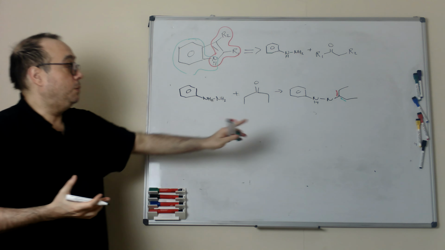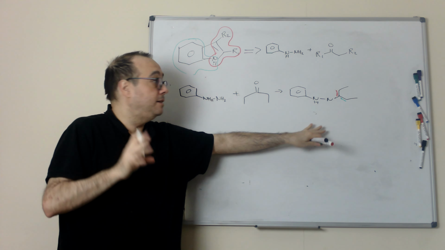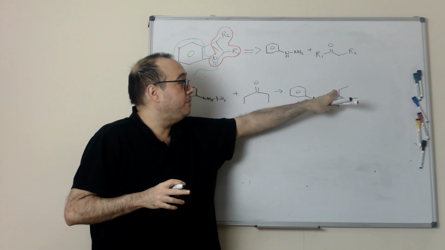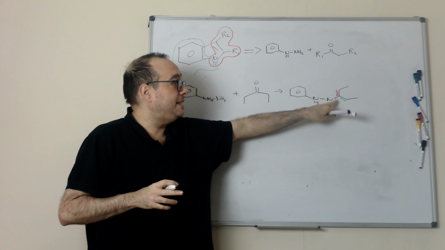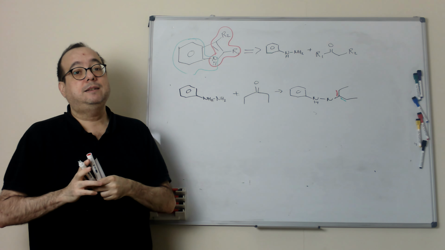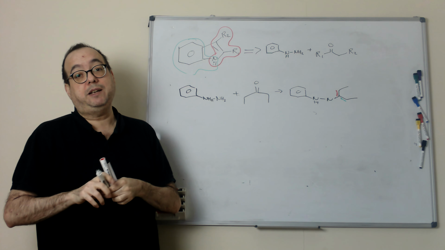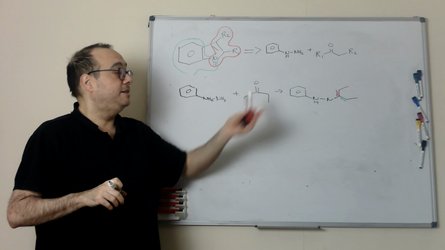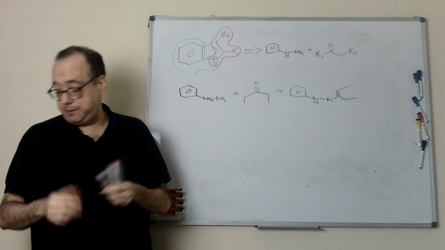Do we care? Well, in this example, we don't care. Why? Because we have exactly the same substituent on each side of the ketone. That means that we will get the same enamine.